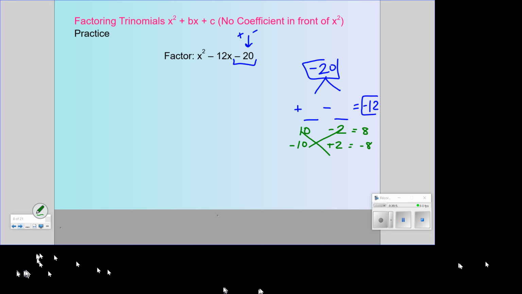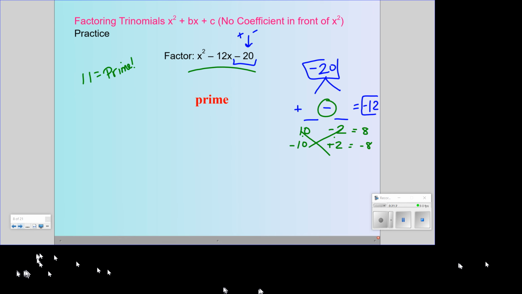If you come to a situation like this that does not have a combination of factors that multiply to be negative 20 and add up to be negative 12, even though you can find 10 and 2 if they were both positive to be positive 12, because one has to be negative, this trinomial does not factor. If you'll remember, a number that only has factors of 1 and itself, like 11, is considered prime. So this trinomial is an example of a trinomial that is prime.